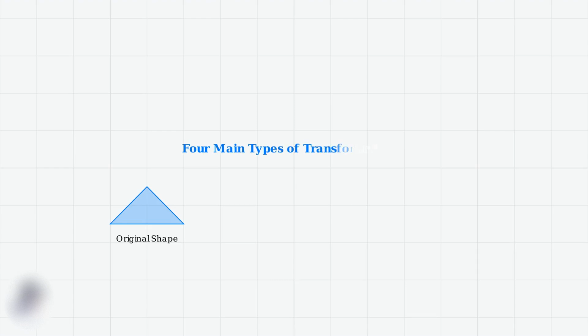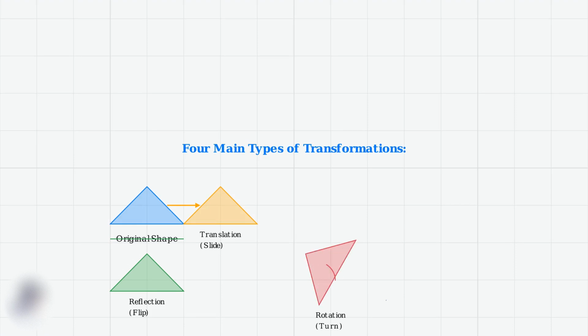There are four main types of geometric transformations. Translation slides a figure from one location to another without changing its size or shape. Reflection flips a figure over a line to create a mirror image. Rotation turns a figure around a fixed point by a specific angle. And dilation resizes a figure proportionally, making it larger or smaller while maintaining its shape. These four transformations are the building blocks for more complex geometric operations.